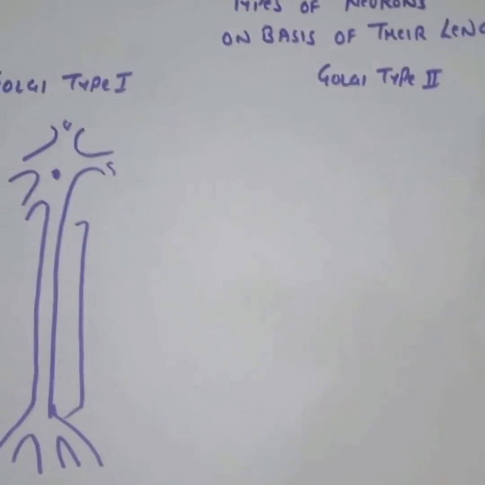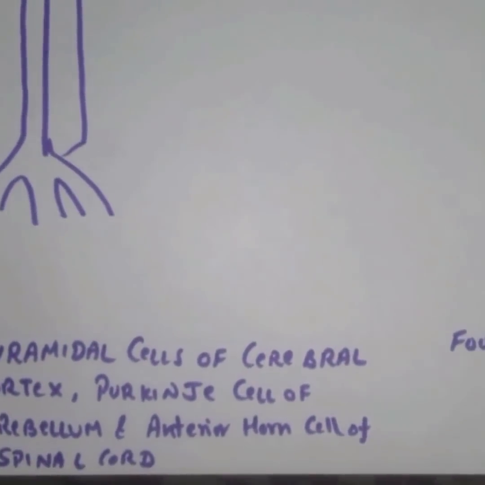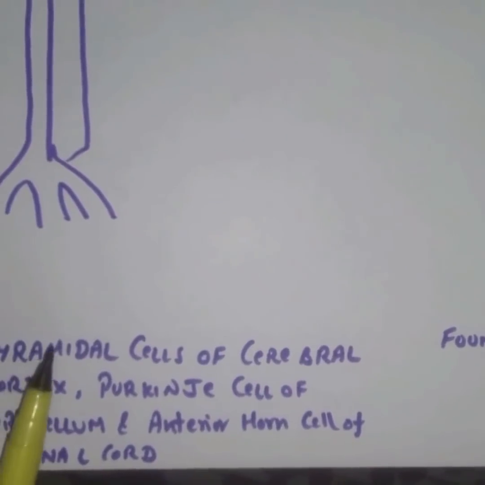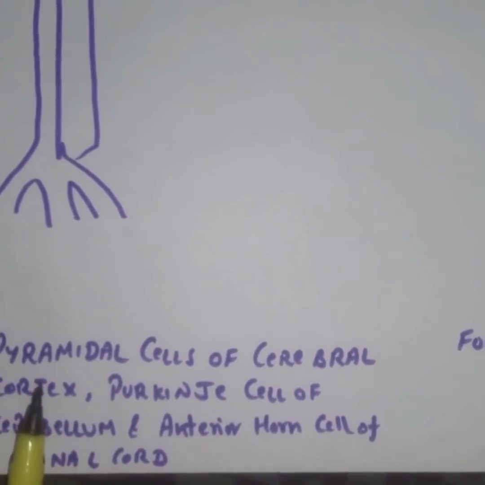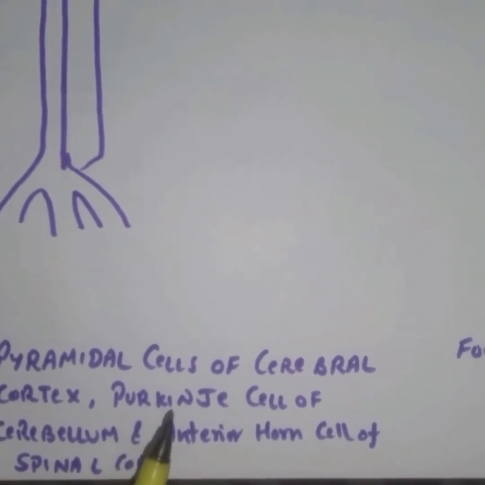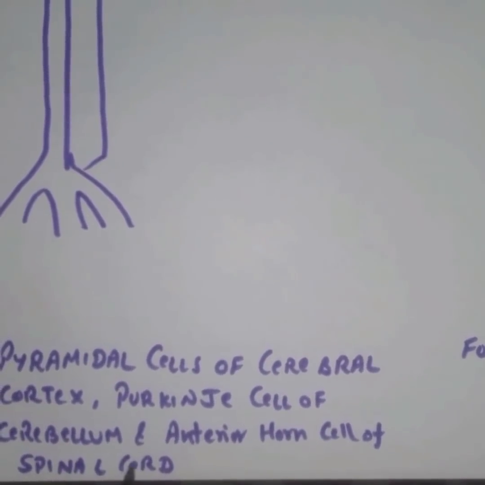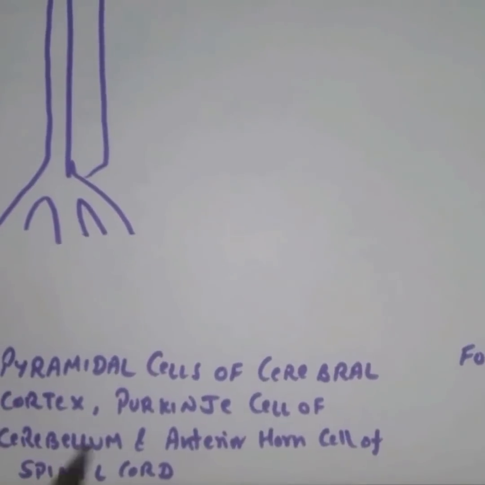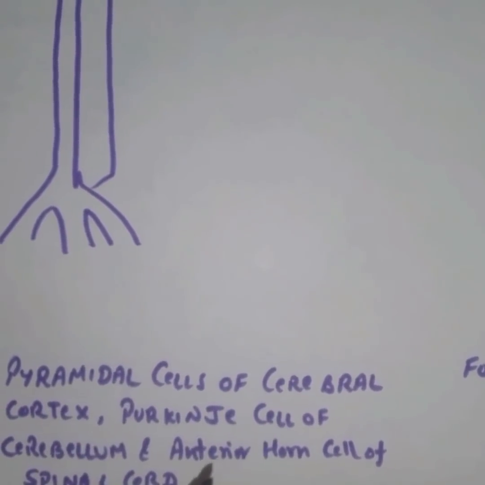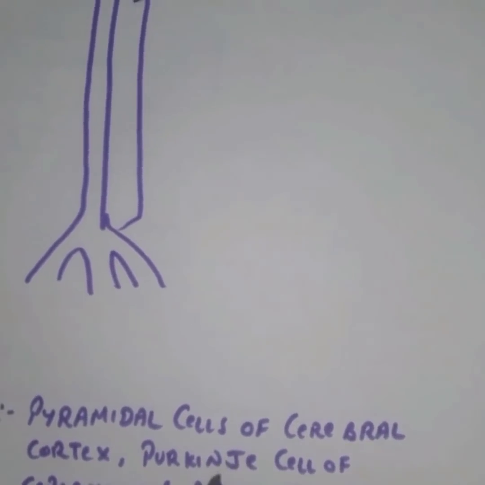So where are these types of neurons found? These types of neurons are found in the pyramidal cells of the cerebral cortex, the Purkinje cells of the cerebellum, and the anterior horn cells of the spinal cord. All these structures we will study in later videos which I'll upload later on.